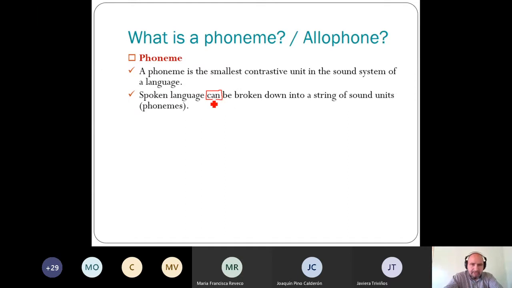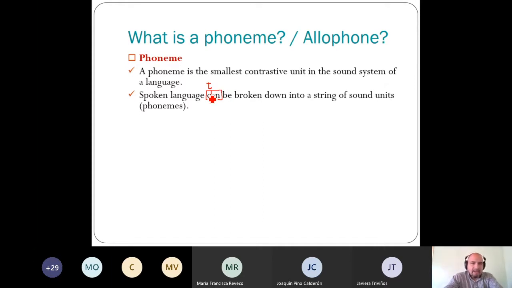If I change the initial sound, k, and I put, for example, a t, so I say tan, am I changing the meaning of a word? Yes. Absolutely.